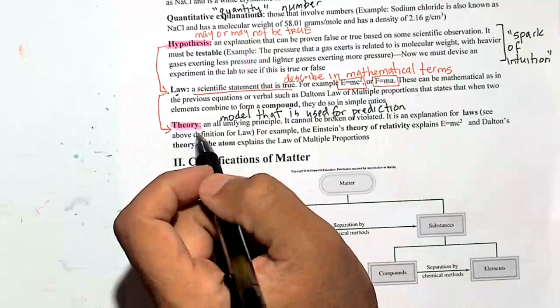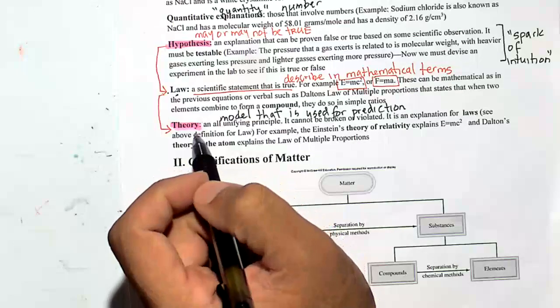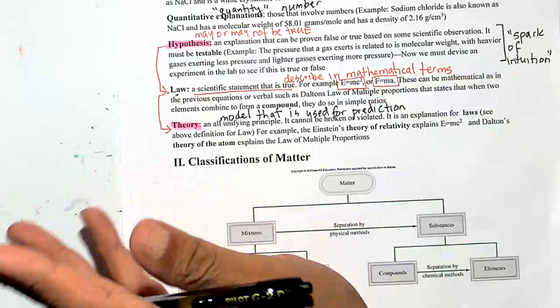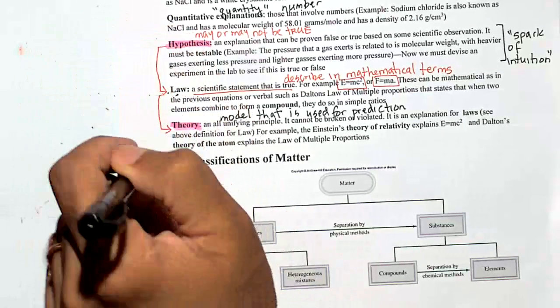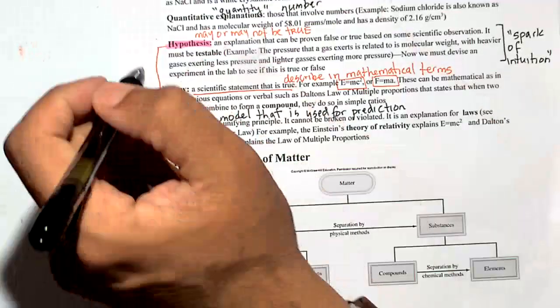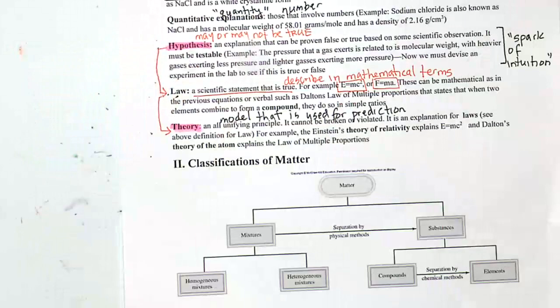And usually theories have names, like, I don't know, theory of relativity and so on and so forth. So this is the flow of science. I won't ask much of this on the test, but this is how the process works. It also works that way in chemistry.